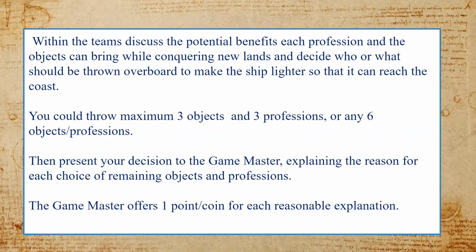So one more time, now they have many imaginary objects, and there are so many on the boat, so they have to decide that they need to throw overboard something or someone. They need to decide how important is the job and the object that they have created or selected for the new world, because there has to be something thrown overboard, thrown away. You could throw a maximum of 3 objects and 3 professions, or any 6 objects or 6 professions, so that is the maximum.